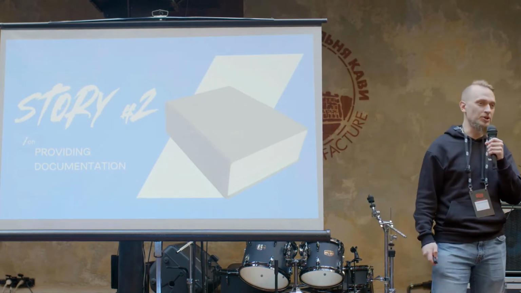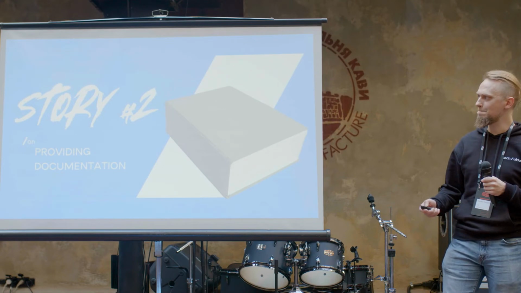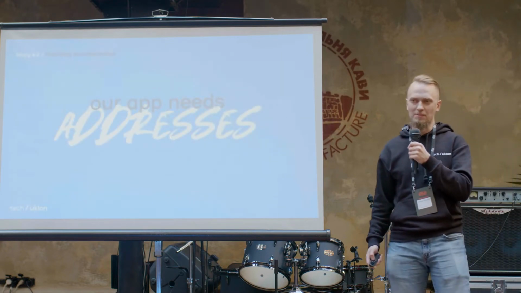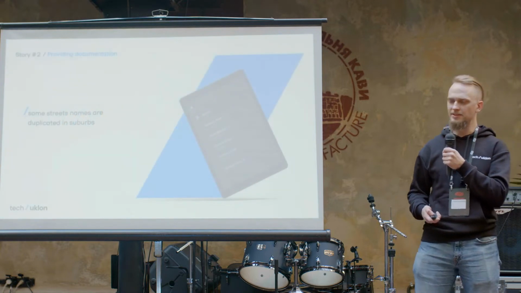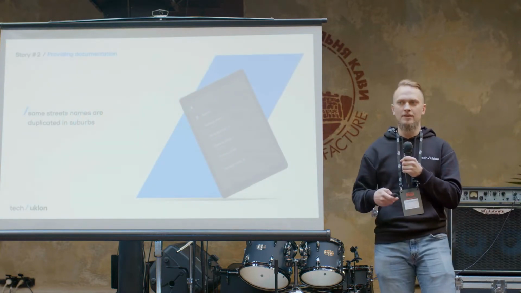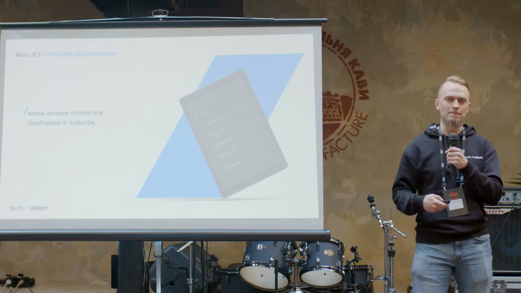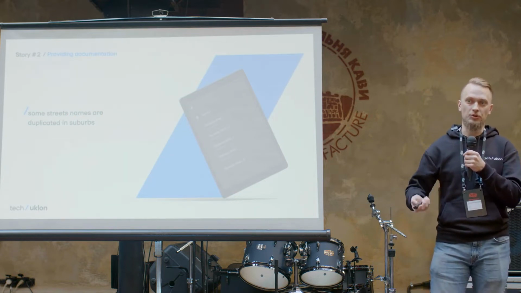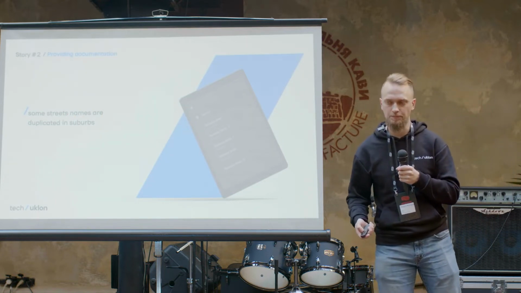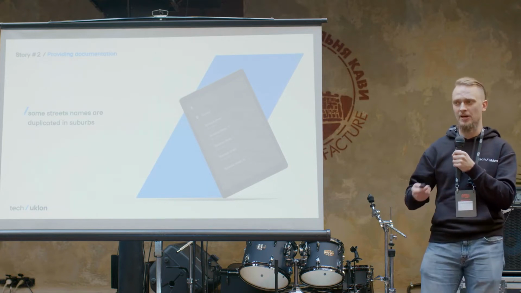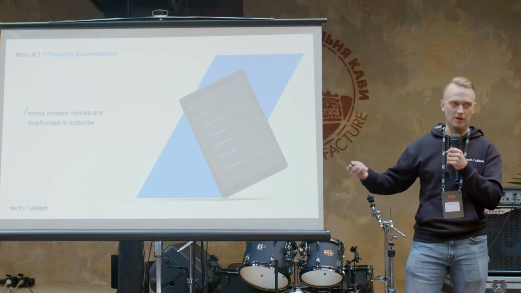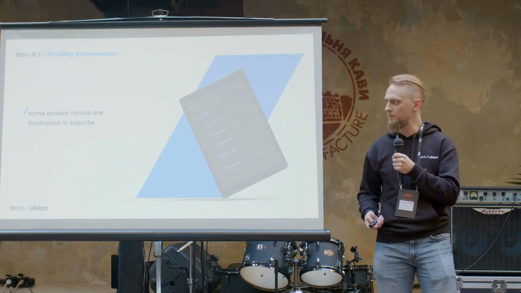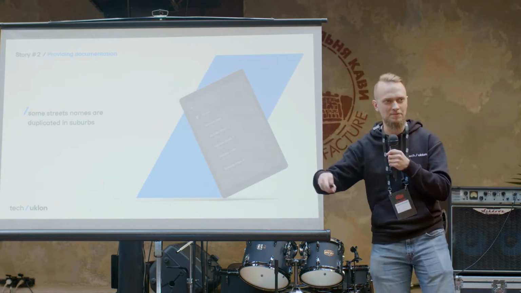Now, moving on to story number 2. Our application needs addresses. And here's the important thing: different cities may contain streets with the same name. And when you request a ride, you really want to be sure you pick the right one, meaning the street in the city you intended to go.